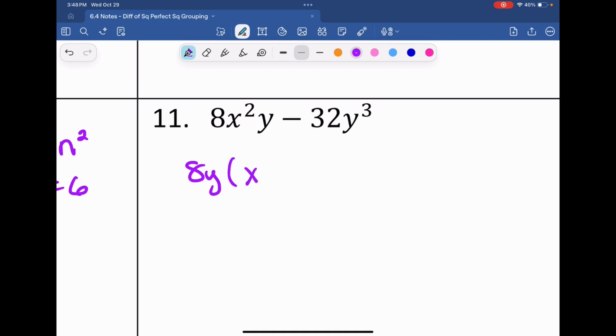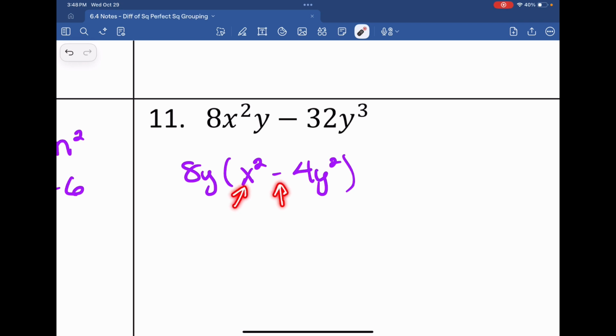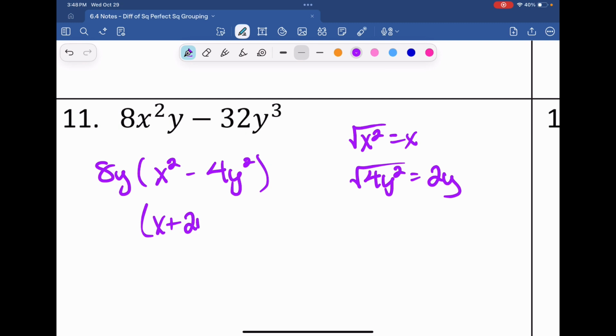X squared minus 4y squared. Subtraction. X squared, even exponent. 4 is a square. Y squared with an even exponent. So square root x squared. Square root 4y squared. Add. Subtract. And original GCF.